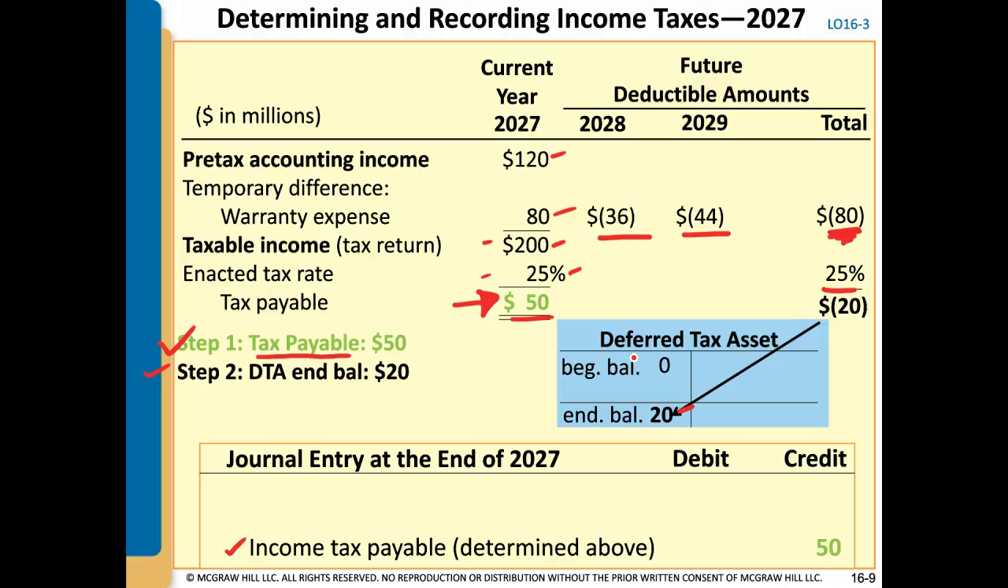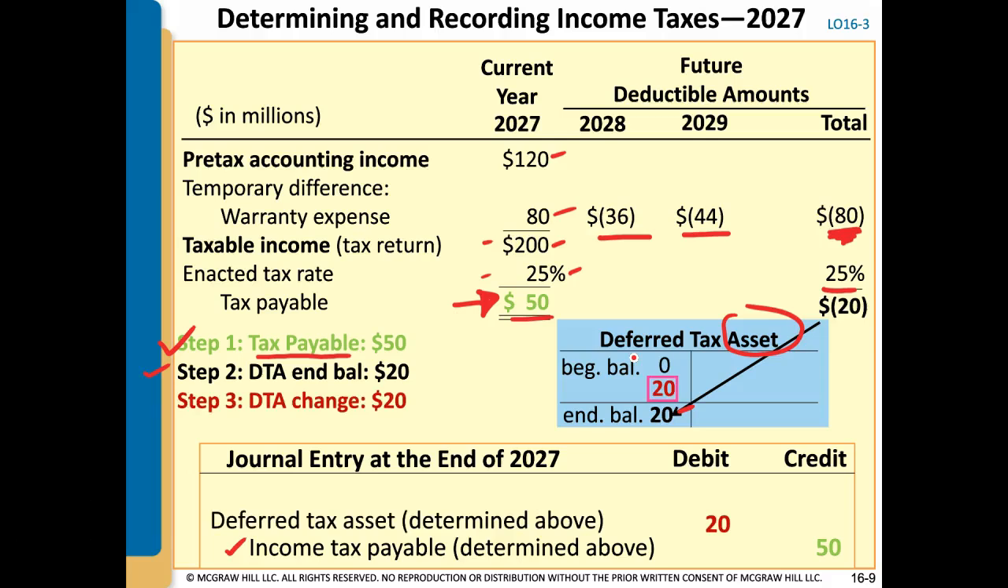And this is going to be an asset because it's a future deduction, right? It's a future deductible amount that we know about. And then step 3 is to take the change between the beginning balance of your deferred tax asset and the ending balance. Our beginning balance was 0, ending is 20. So we're going to debit deferred tax asset.